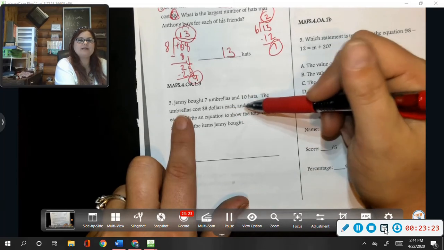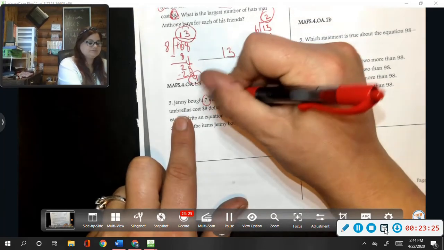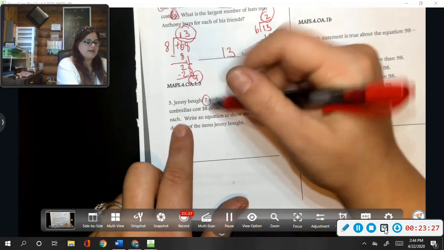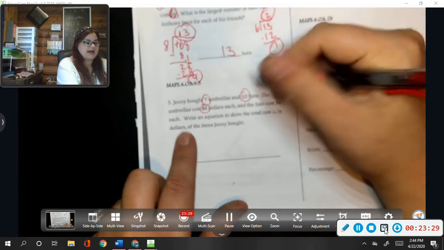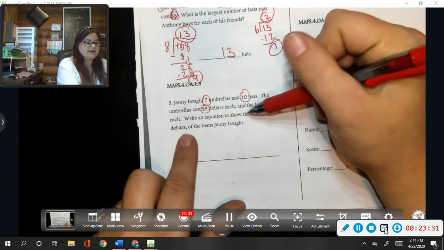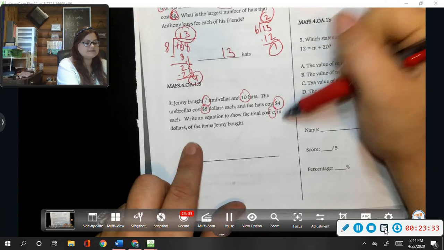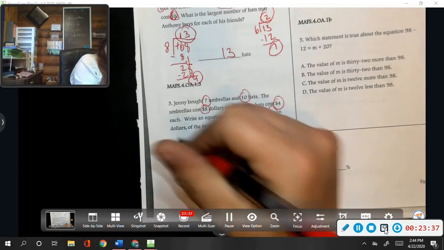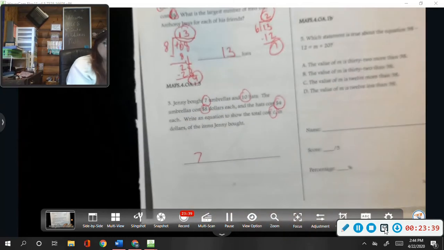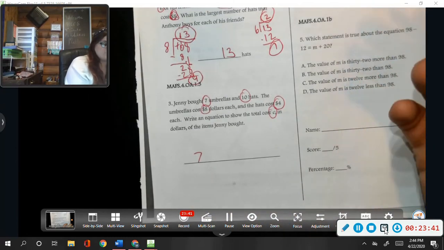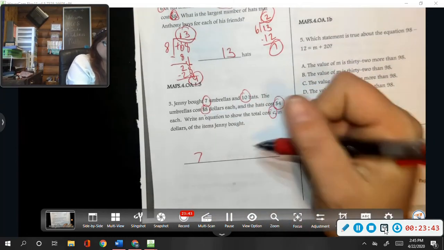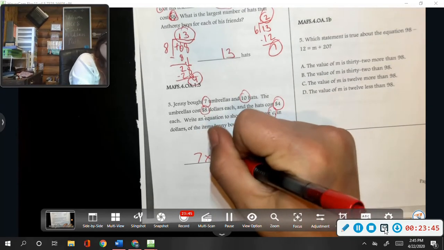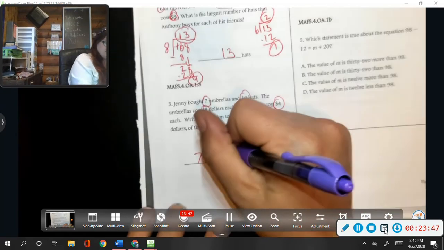Number 3. Jenny bought 7 umbrellas and 10 hats. The umbrella costs $8 each and the hat costs $4 each. Write an equation to show the total cost in dollars of the items Jenny bought. So she bought 7 umbrellas. The umbrellas cost $8 each. So we have 7 times 8.